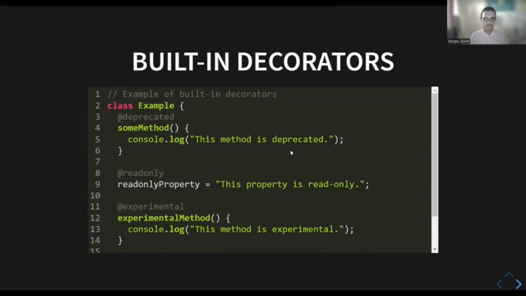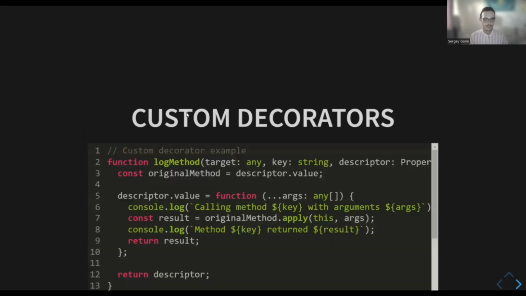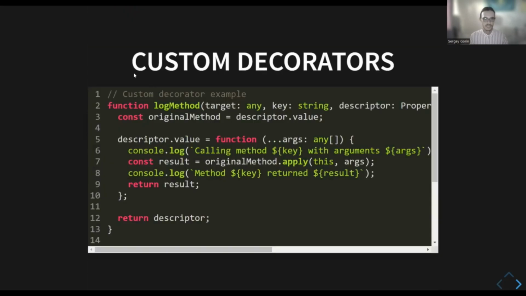TypeScript provides several built-in decorators, such as deprecated, readonly, experimental, and sealed. These decorators can be applied to classes, methods, or properties to add specific behavior or mark them with certain characteristics. We can also create our own custom decorators by defining decorator functions. And yes, we can.